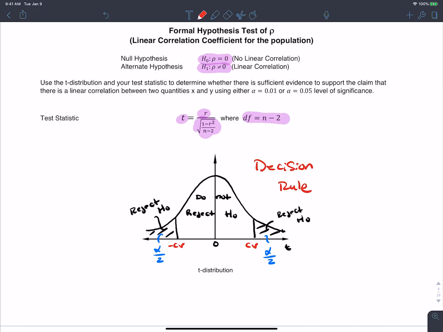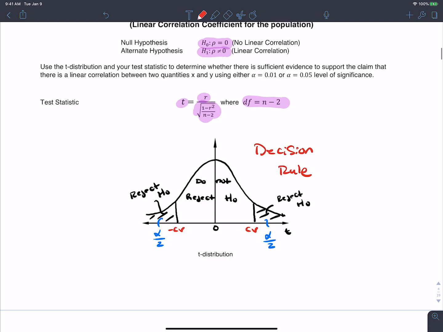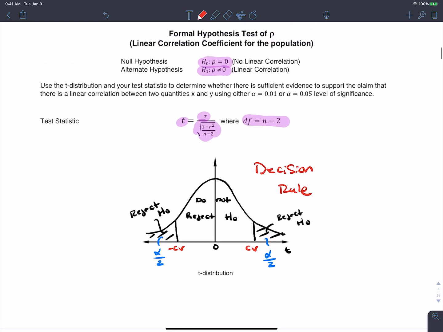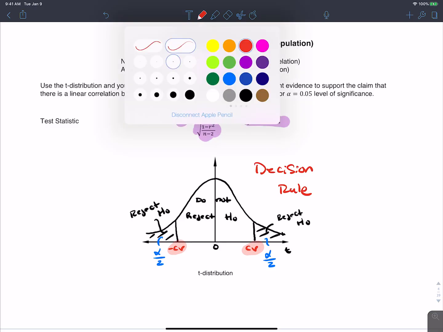Okay? So notice again, you have critical values that you need. So here's your format that you went through last week. Critical values. This is always going to be a two-tailed test.